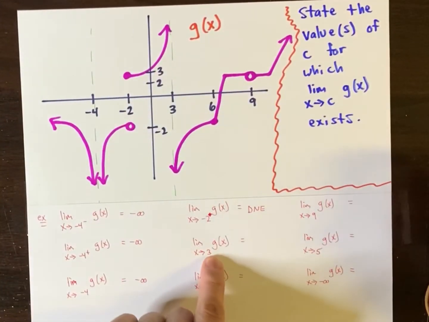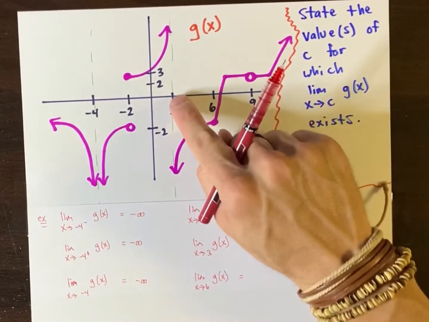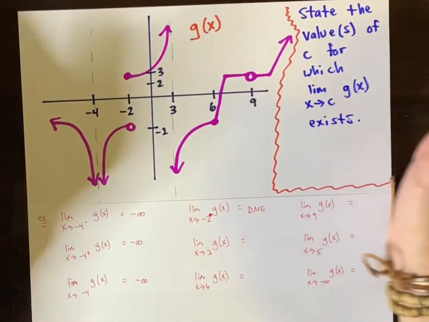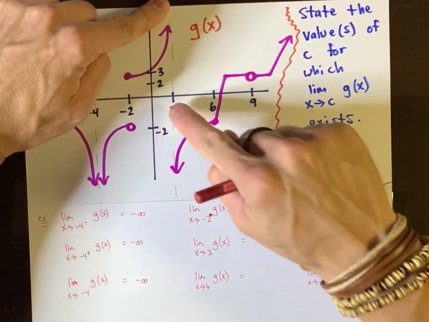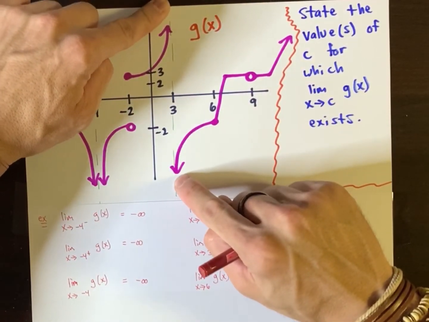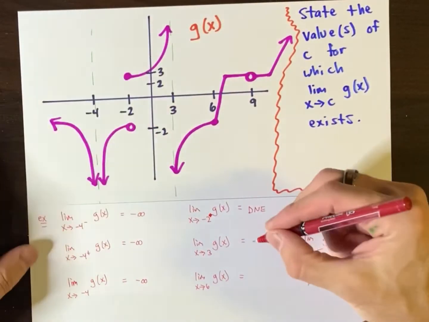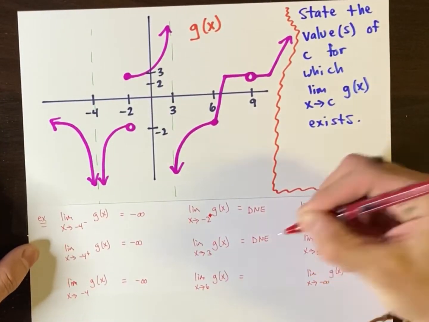How about +3 from both sides? +3 is here. So we have to approach it from both directions. Coming at it from the left goes up, coming at it from the right goes down. So again, the limits are in disagreement, so it does not exist.